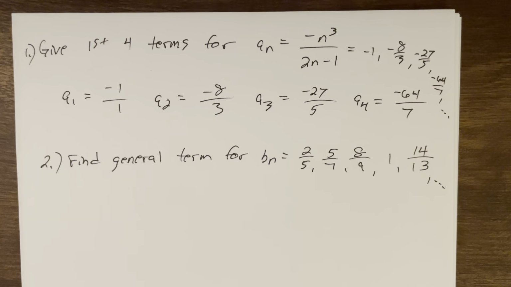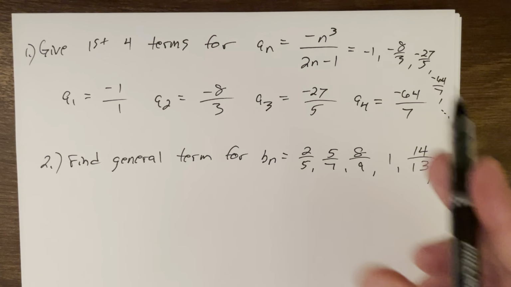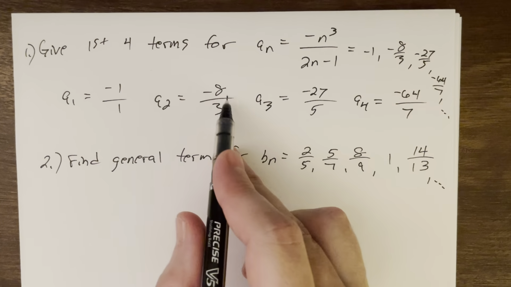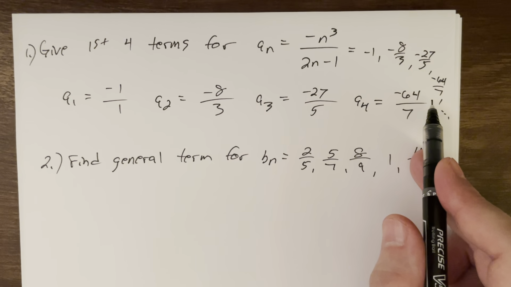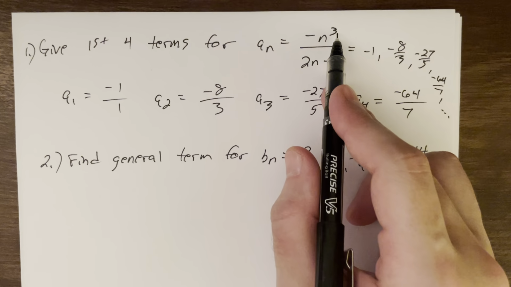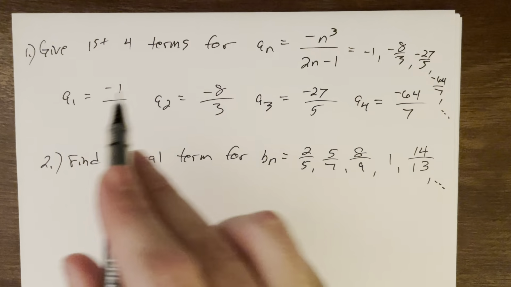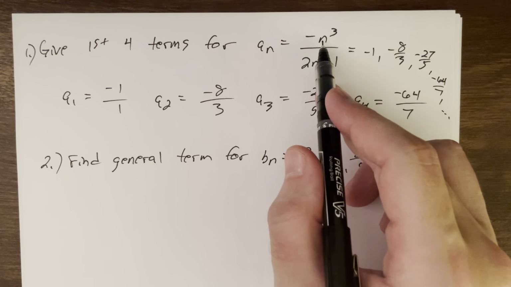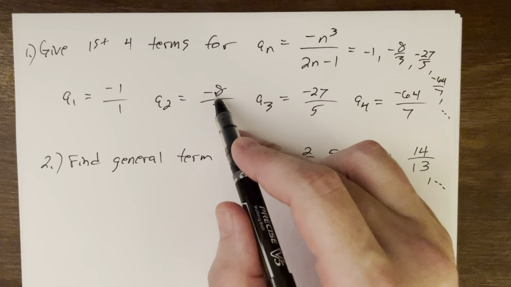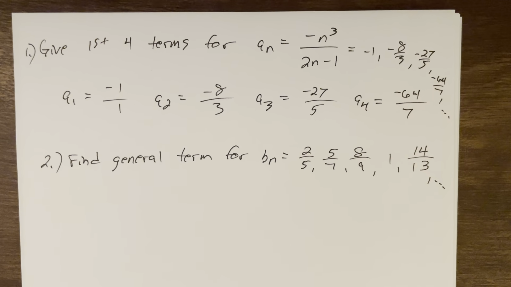Little things, just going back to number 1 very quickly. Numerator, denominator. Well, everything's negative. There's a negative sign. 1, 8, 27, 64 should stand out as perfect cubes. And they perfectly match. When n was 1, we had 1 cubed. When n was 2, we had 2 cubed. It was an absolute perfect match.